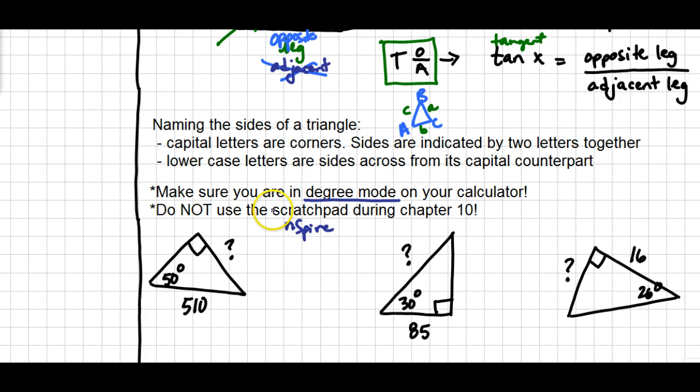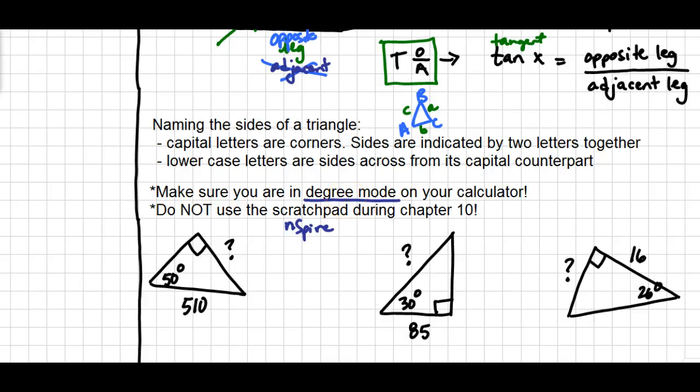I've helped students fix their scratch pad so that it's in the right mode, and then the next time they turn it on, it has switched back to a previous mode that we don't want. So I'm going to show you real quickly here how to set up a document on your calculator that you can save and go back to that will always be in the right mode.